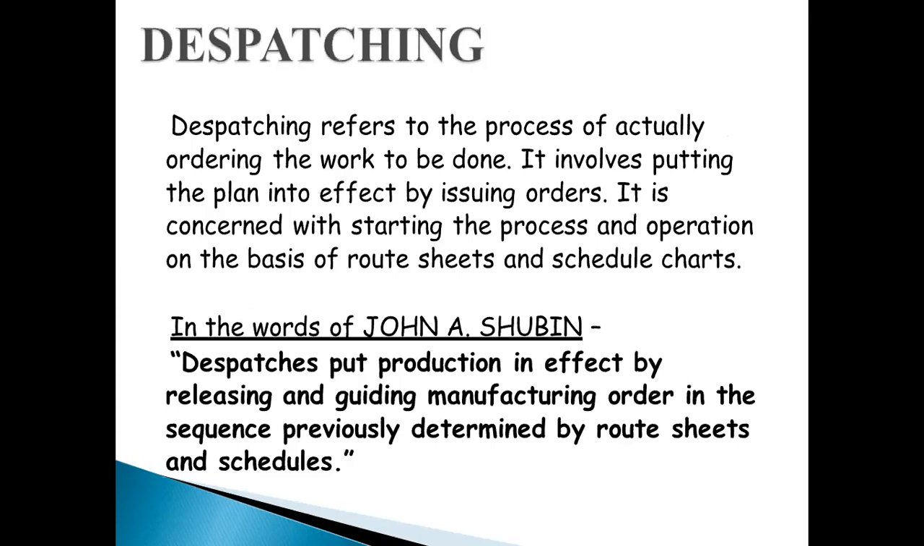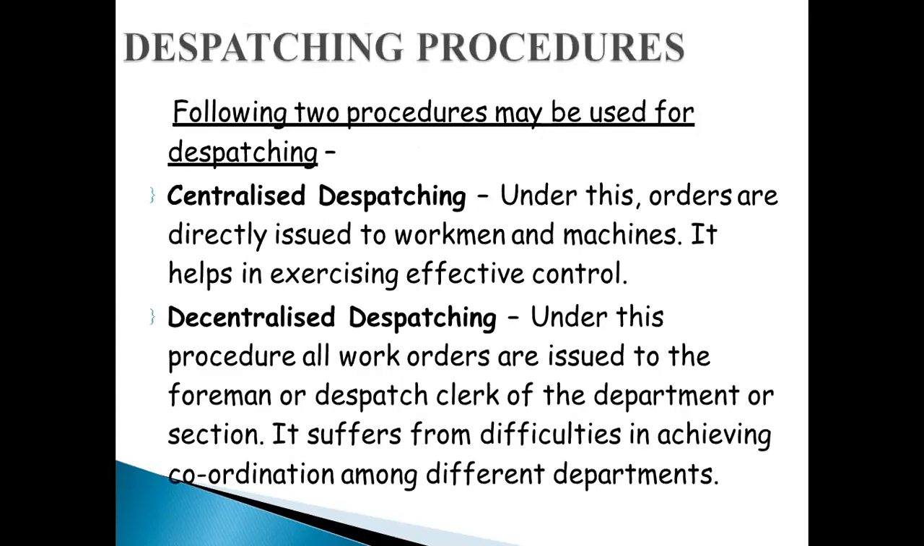Dispatching means, finally, it's a process of actually ordering the work to be done, which involves putting the plan into effect by issuing orders. It is concerned basically with starting the process and operation on the basis of route sheets and schedule charts. Now finally we have to dispatch the products, right? So the products are ready to be dispatched from one department to another department, maybe from the godown to the market. Then these are the dispatching procedures.